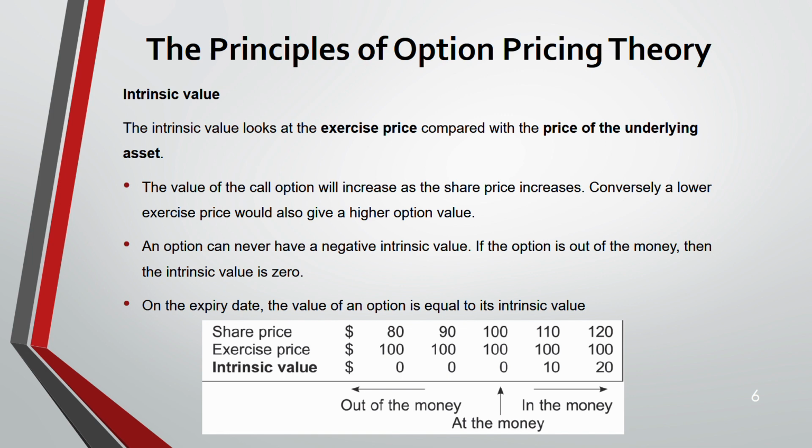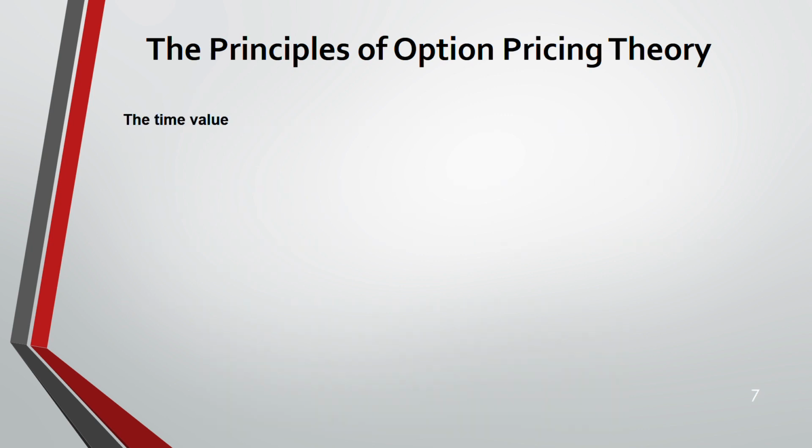Only, sorry, on the expiry date, the value of the option is equal to its intrinsic value. When your option reaches the expiry date, will it have any time value? There is no time left. That is the day it is going to expire. So time value will be 0. The only value of an option will be that intrinsic value, that is share price minus exercise price. Now we are moving to the time value.